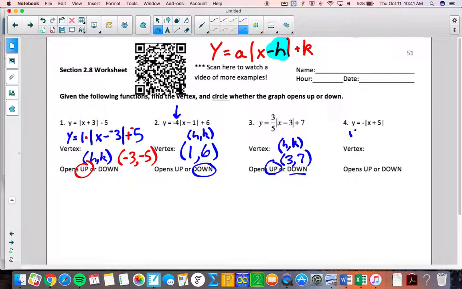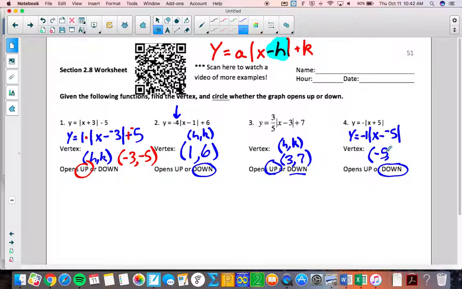All right, last one. I'm going to rewrite this one, first of all, because there is something outside of the absolute value bracket, and that's a negative 1. So the absolute value is being multiplied by negative 1. And then I see the plus sign, and I don't want to write this as adding 5. I want to write this as subtracting negative 5, which seems weird, but realize that if we add the opposite, it would be equivalent. So first of all, it's going to open down because it's being multiplied by a negative value. Next, the vertex. What value is being subtracted from x? Negative 5 is being subtracted from x.